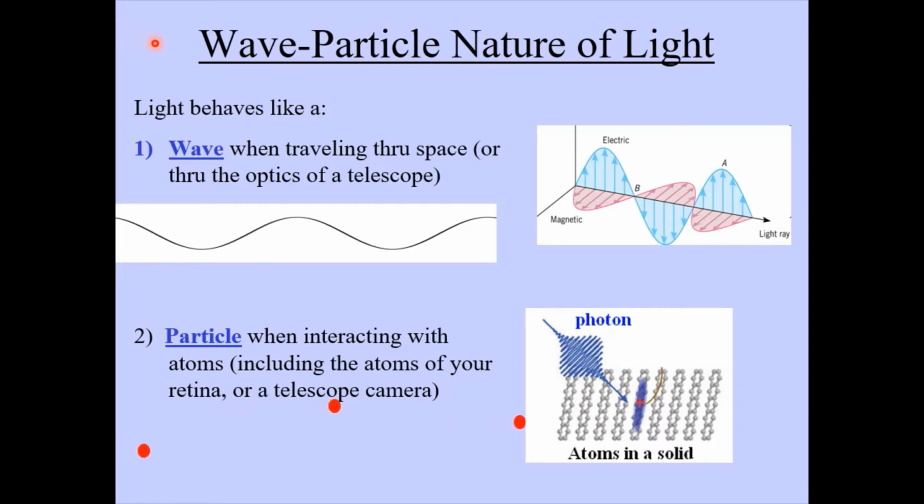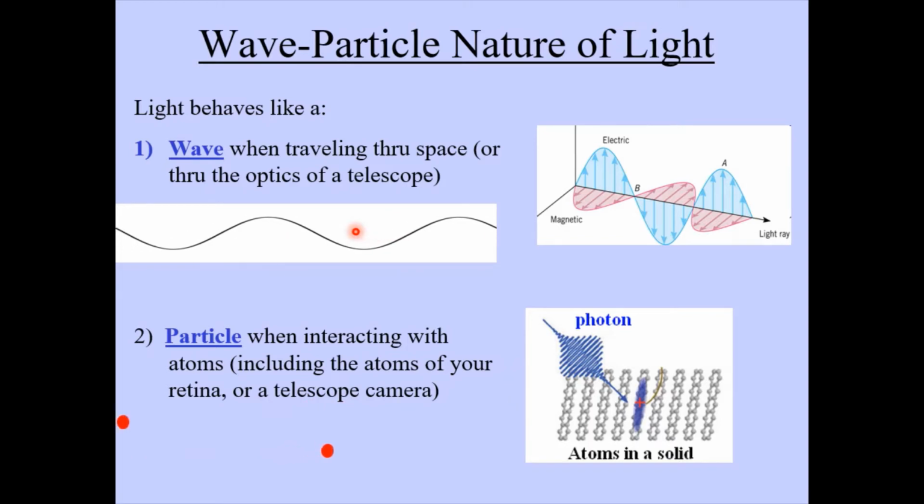So we've talked about two ways to model light. One is a wave and the other is a particle, and both are correct. It just depends how we look at light or how we do experiments with light, whether light behaves as a wave or does it behave as a particle. So light behaves like a wave when it's traveling through space, or for example, through the optics of a telescope or a lens. So in this sense, we can think of light as a wave here.